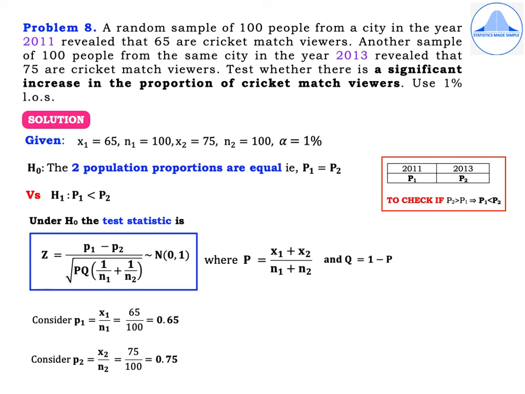Under H naught, the test statistic is Z equal to P1 minus P2 by root PQ into 1 by N1 plus 1 by N2, which follows normal 0, 1, where P is equal to X1 plus X2 divided by N1 plus N2 and Q is equal to 1 minus P. So write the formula for P1, which is X1 by N1, that is 65 by 100, which is equal to 0.65, and you consider P2, which is X2 by N2, that is 75 by 100, which is equal to 0.75.